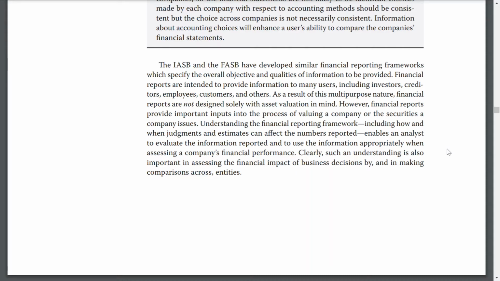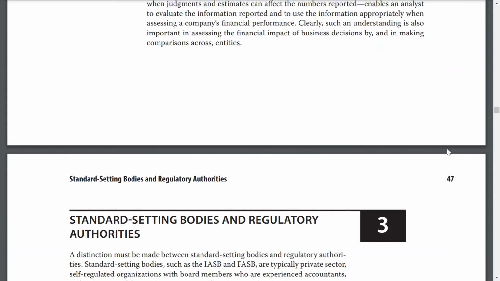Understanding the financial reporting framework, including how and when judgments and estimates can affect the numbers reported, enables an analyst to evaluate the information reported and to use the information appropriately when assessing a company's financial performance. Clearly, such an understanding is also important in assessing the financial impact of business decisions and in making comparisons across entities. Standard-setting bodies and regulatory authorities.